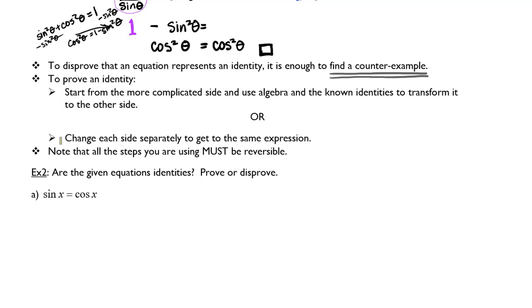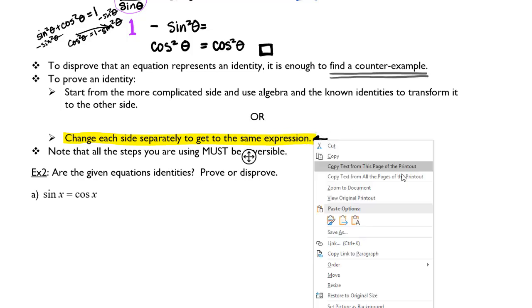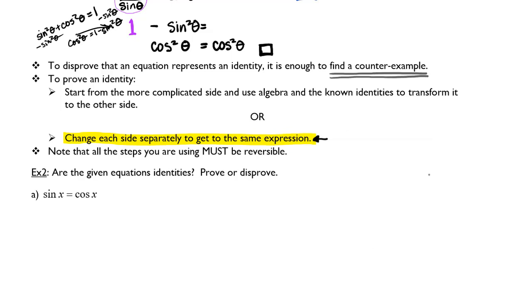This is my less favorite option, and I strongly discourage it, but you will see it in your textbook, and so I have to bring it up. It's not going to give you as strong of an understanding of identities, but it's an option. So change each side separately to get the same expression. Note that all the steps you are using must be reversible, and you cannot solve the statement. You have to show or morph one side to look like the other.